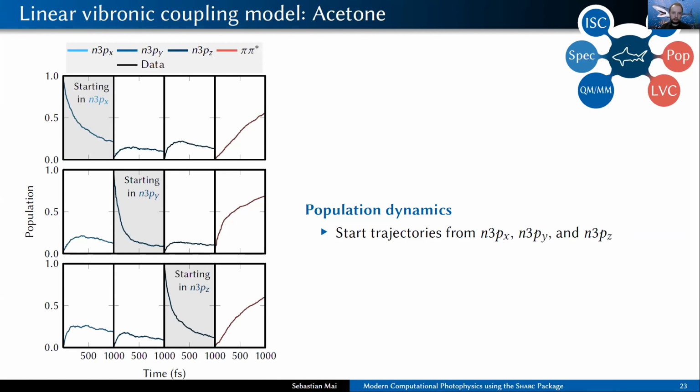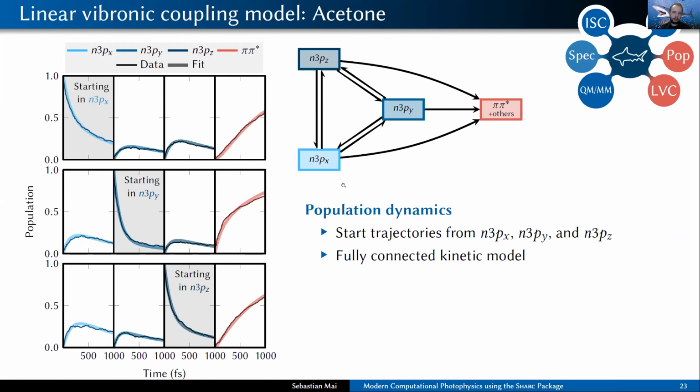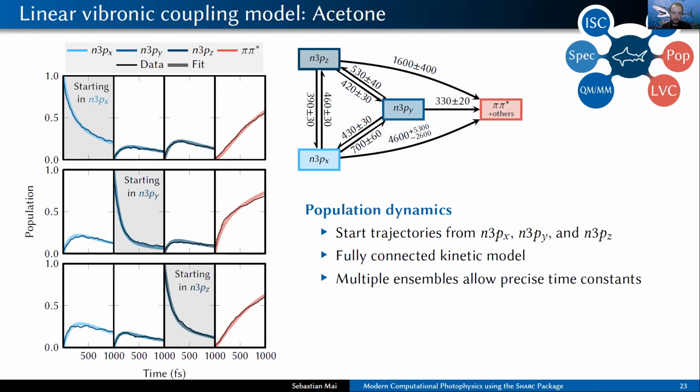We simulated 3 different ensembles with each more than 1,000 trajectories. In one ensemble, we started in the N3px state, in the second one in the N3py state, and in the third one in the N3pz state. And then we applied a very complicated kinetic model through our population kinetics facility, which is almost fully connected with 4 kinetic species and 9 time constants in total. But because we have so many trajectories and these 3 independent ensembles, we have actually enough data to fit all these 9 rate or time constants with relatively small errors so that this is actually usable.